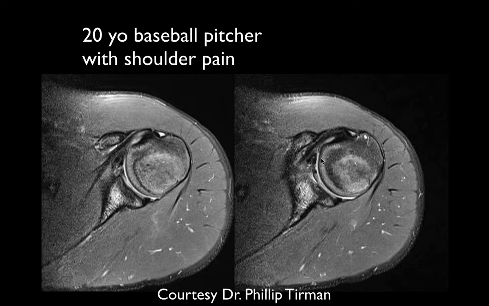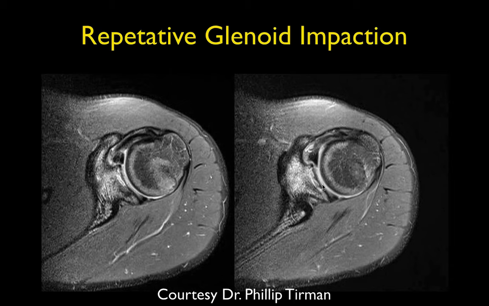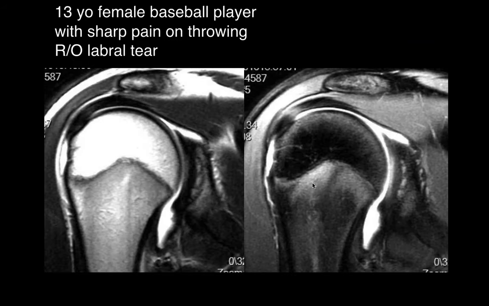And it may be associated with irregularity of the articular cartilage. But this is the kind of overuse injury that is typically seen in the late teens. And then when you get into the college and professional players, we see more labral tears and the rotator cuff tears that we talked about earlier. So this is a repetitive glenoid impaction injury, and that's a little bit later. But there are exceptions to every rule like this, and this is one of the exceptions.